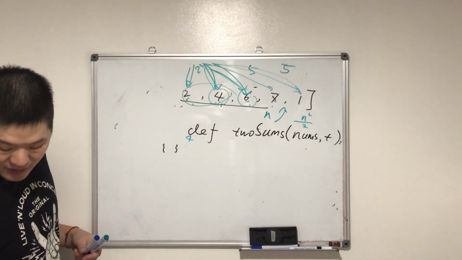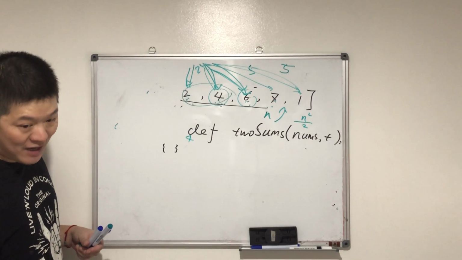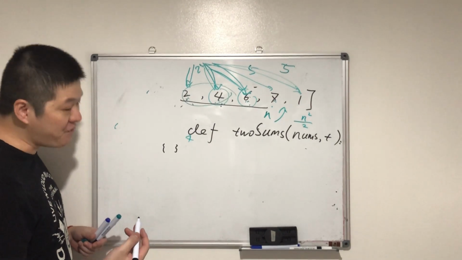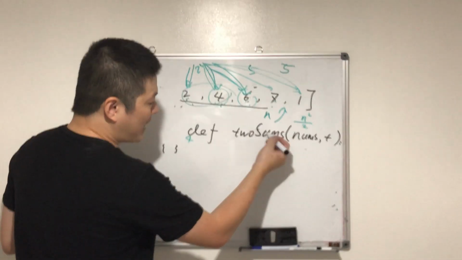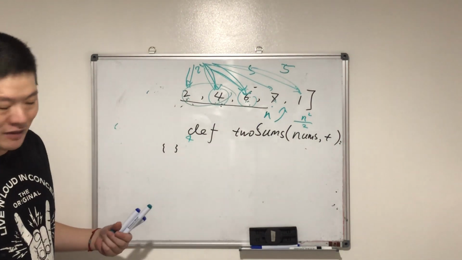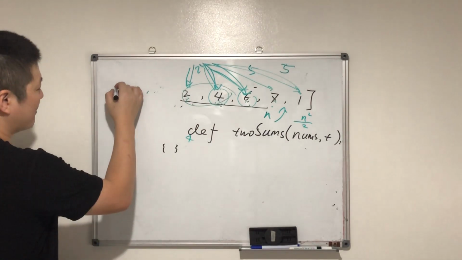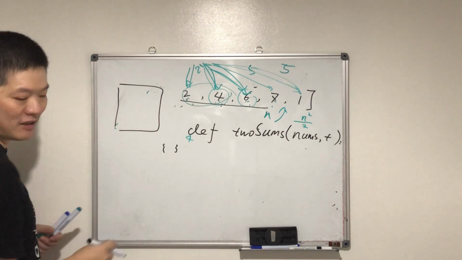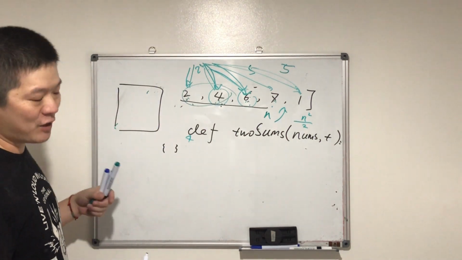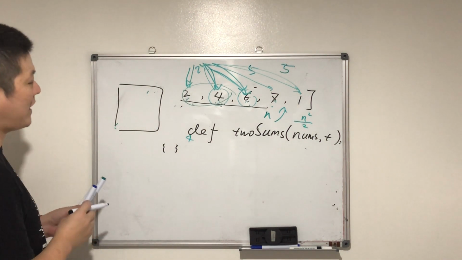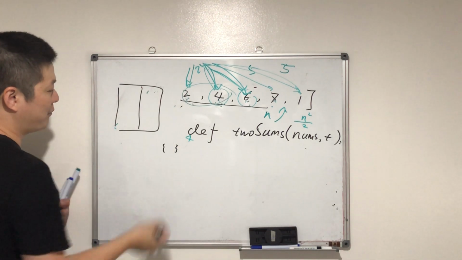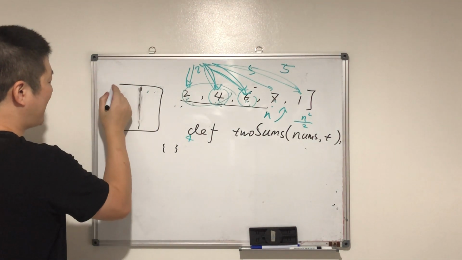And once we find it, if the target minus the current number is in the notebook, then what happened? Look, I teach you. I have a notebook. I have the writing on. Yes, this is the notebook, okay? Maybe just like that.